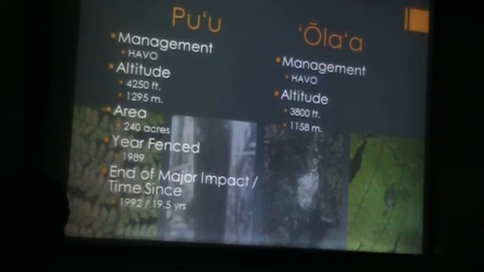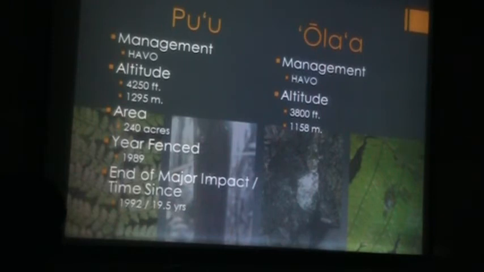The area of Pu'u is 240 acres and it was fenced in 1989. And after they fenced it, they saw the end of the major impact of the pig damage around 1992. So that's why they officially say time since 19.5 years, not since 1989.